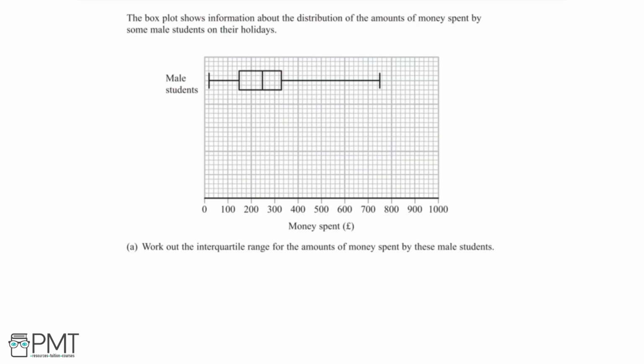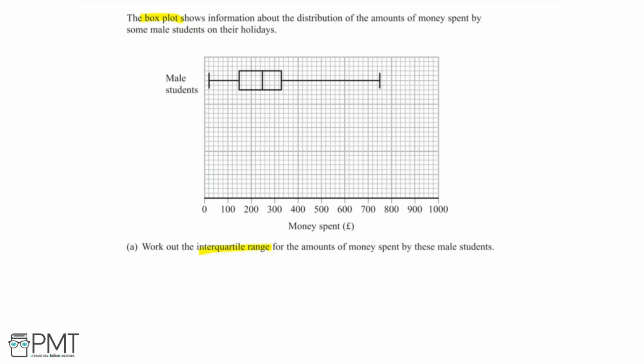In this question, we're given a box plot which shows information about the distribution of the amounts of money spent by some male students on their holidays. In Part A, we're asked to work out the interquartile range for the amount of money spent by these male students. And so to find the interquartile range, we need to do the upper quartile take away the lower quartile, and we can start by identifying these on our box plot.